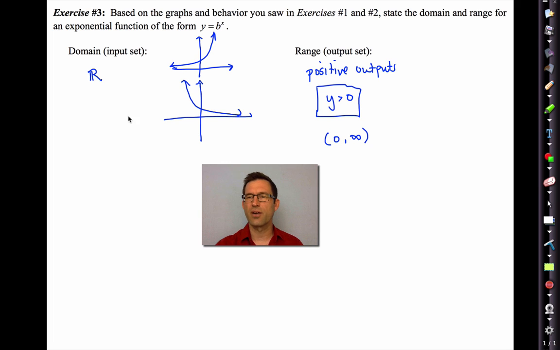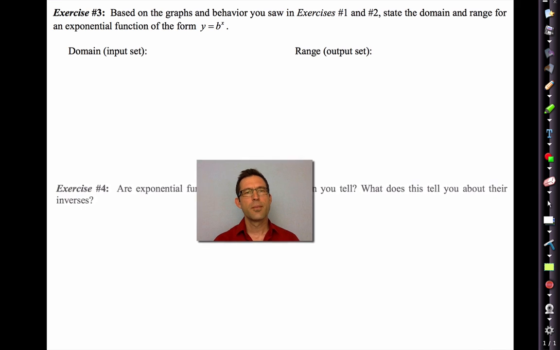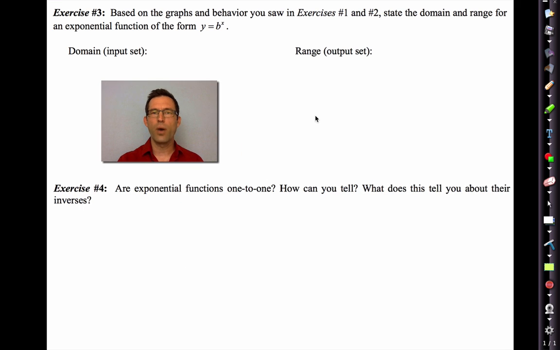All right, let's clear out the text. Are exponential functions one-to-one? How can you tell? What does this tell you about their inverses? All right, pause the video now and think about this. It hasn't been that long since we've done one-to-one functions, so think about whether exponential functions are one-to-one.